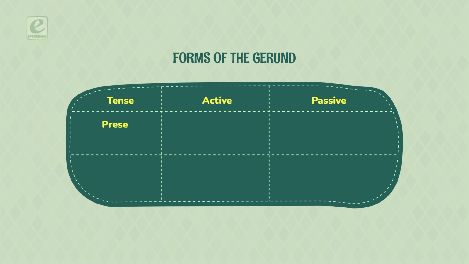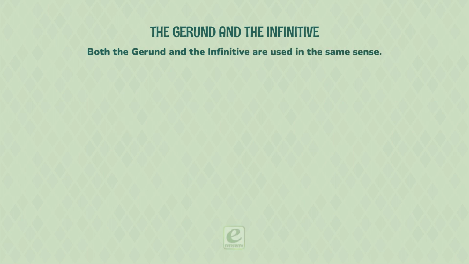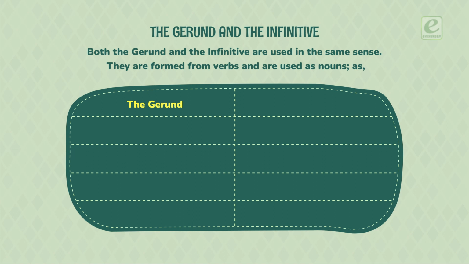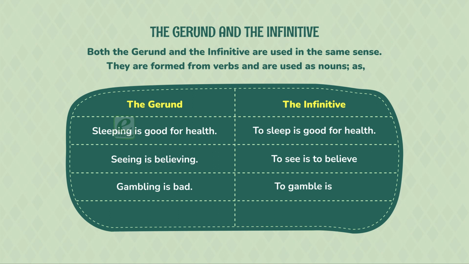Forms of the gerund. Tense, active, passive. Present: buying, being bought, selling, being sold. Perfect: having sung, having been sung, having bought, having been bought. The gerund and the infinitive. Both the gerund and the infinitive are used in the same sense. They are formed from verbs and are used as nouns, as the gerund, the infinitive. Sleeping is good for health. To sleep is good for health. Seeing is believing. To see is to believe. Gambling is bad. To gamble is bad. Selling is an art. To sell is an art.